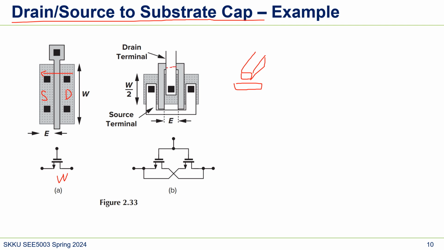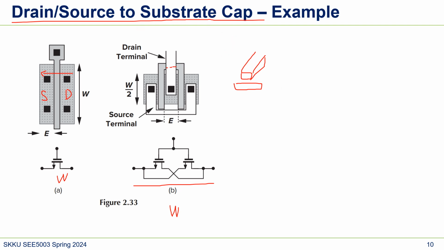So what you can see is they actually look like this if we represent it in a schematic, and this is also W. So their circuit dimensions are the same. So can we say they behave exactly the same? No, they do not, because these drain to source and drain to substrate capacitors are different.